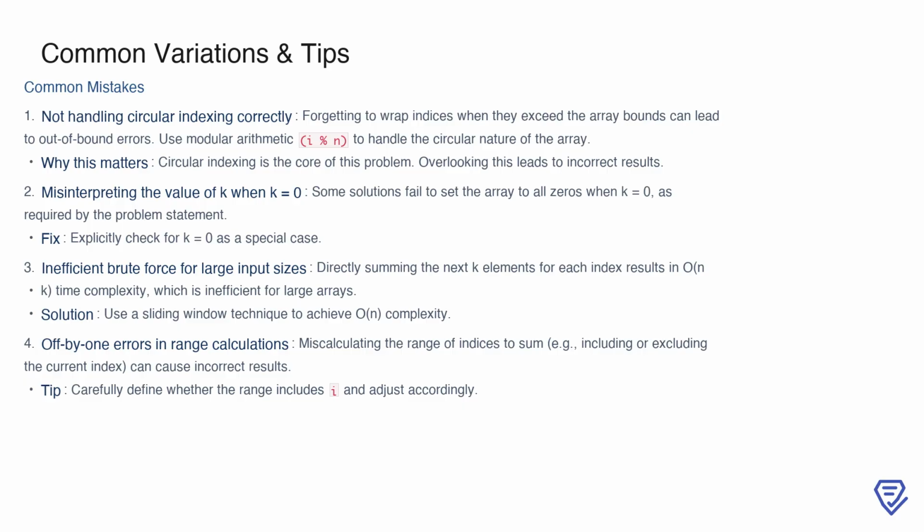This is a critical part of the problem, as failing to account for the circular nature often leads to incorrect results. Another error is misinterpreting the case when k equals 0. The problem explicitly states that the entire array should be set to zeros in this scenario, but some solutions overlook this edge case. To address it, you should always check for k equals 0 as a special condition.